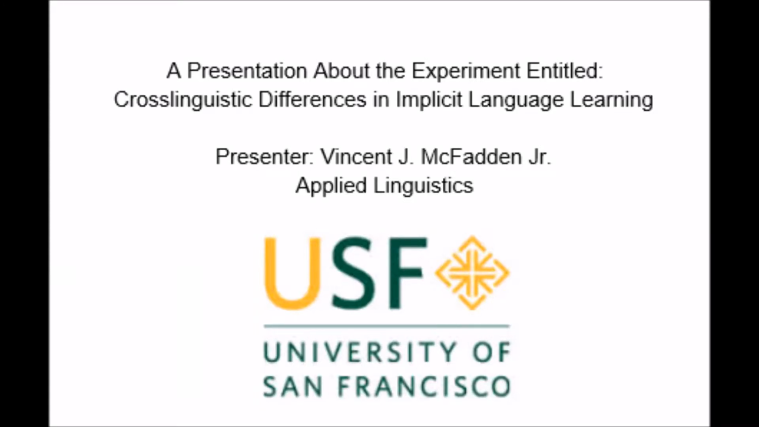Hello, this is Vincent McFadden from the University of San Francisco, and today I'm going to present to you a study and experiment done by Jeanie H. C. Leung from the University of Hong Kong and John N. Williams from the University of Cambridge. Their experiment is entitled Crosslinguistic Differences in Implicit Language Learning.